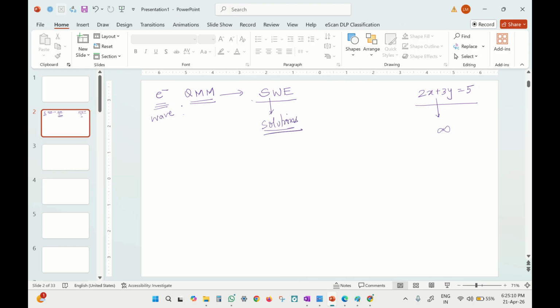An electron in the quantum mechanical model is treated as a wave. Not only as a wave, it is also treated as a particle, but basically we call it a wave function. So the duality of the electron is taken. So don't worry if you don't understand the duality, no problem. So an electron in the quantum mechanical model is described with the help of an equation called the Schrodinger wave equation.